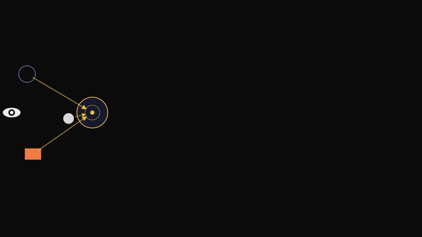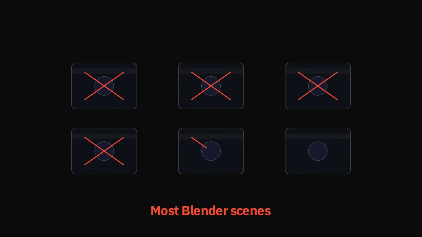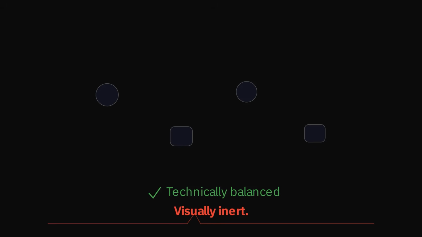Every single element in your scene is expressing one or more of these right now, and they're either working together to guide the eyes of the viewer, or they're fighting each other and creating that weightless, confusing feeling that you can't quite put your finger on. Here's where most Blender scenes go wrong, and I mean most, including mine for the first few years. When everything in a scene has roughly equal visual weight, the composition feels balanced but dead. The eye doesn't know where to go. It scans around, finds no clear anchor, and leaves. The scene is technically balanced but visually inert.